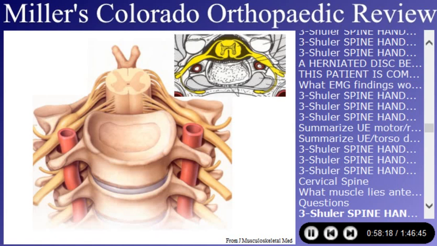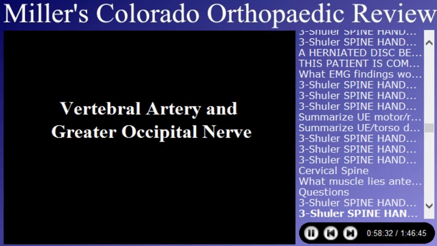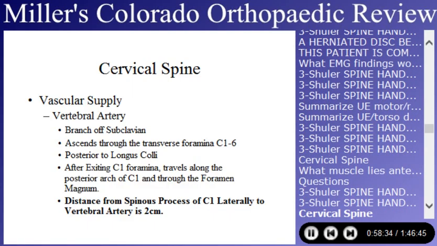Don't forget the vertebral artery runs in this transverse foramina, except at C7, goes C6 to C1. Vertebral artery and greater occipital nerve. For some odd reason, this greater occipital nerve is always tested. And the easy way to remember that, if you lie on a couch that doesn't have padding like on that, and you feel that numbness on the back of your scalp, it's greater occipital nerve.